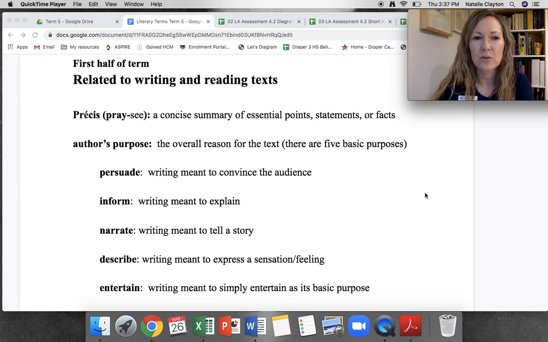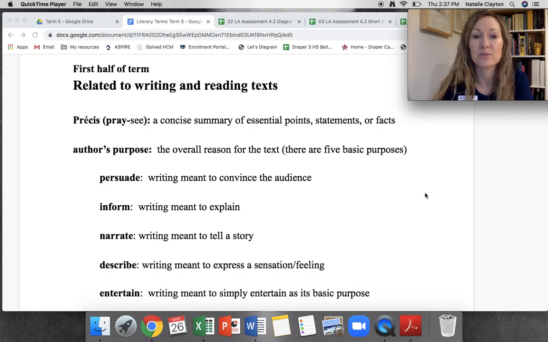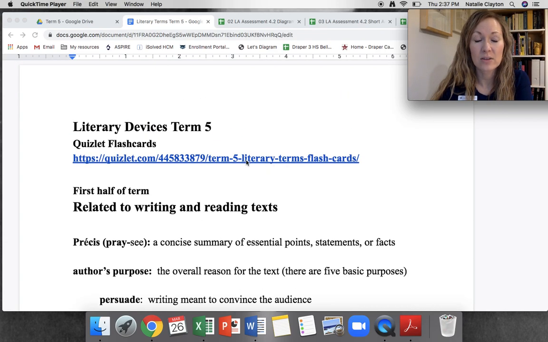Right now, we're going to focus on terms that are related to writing and reading texts. So go ahead and study these terms at this Quizlet or make your own flashcards, that's fine too.